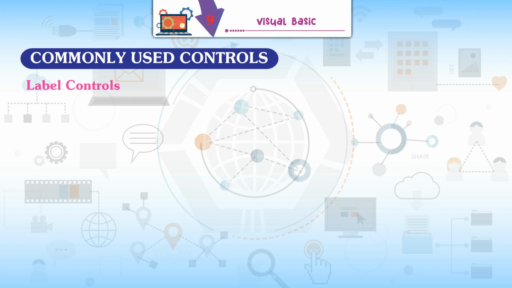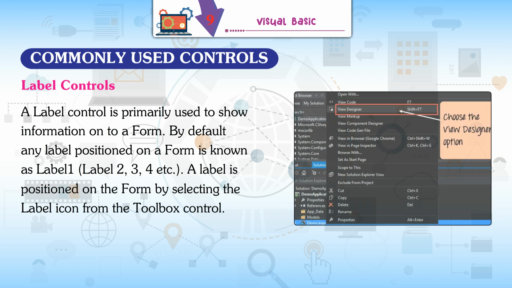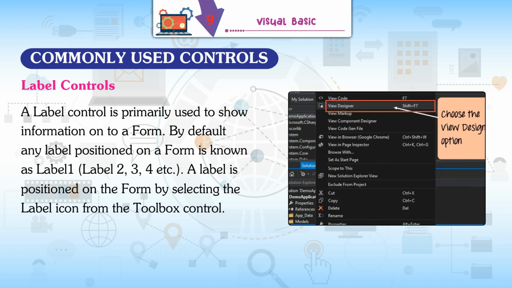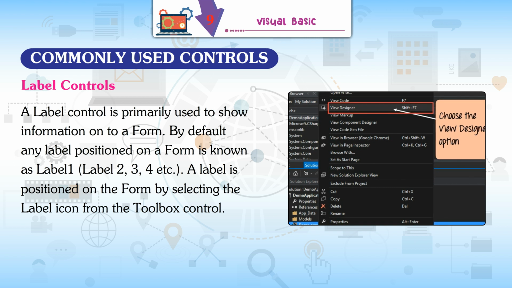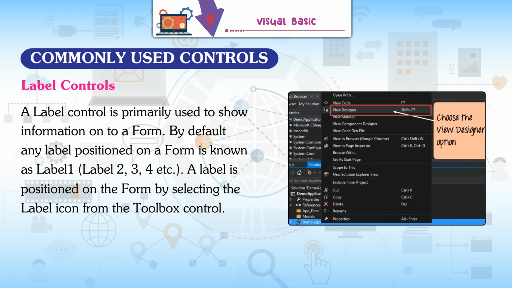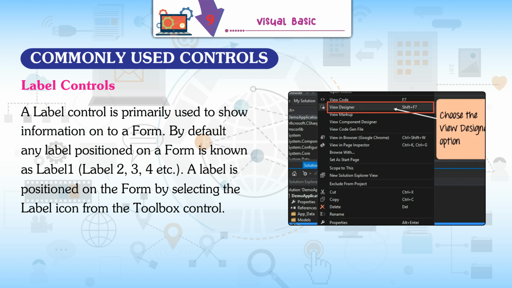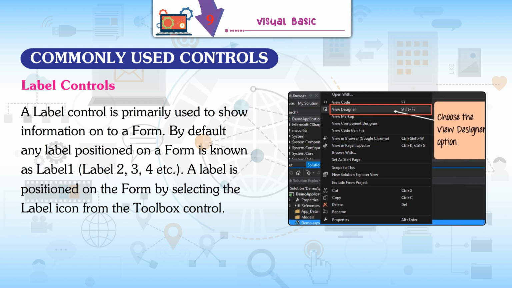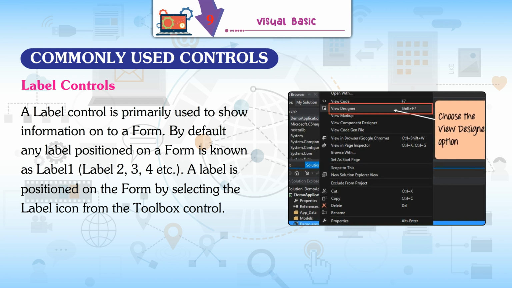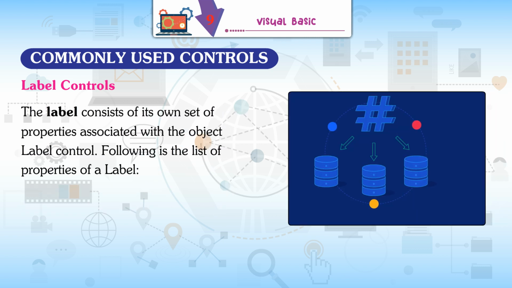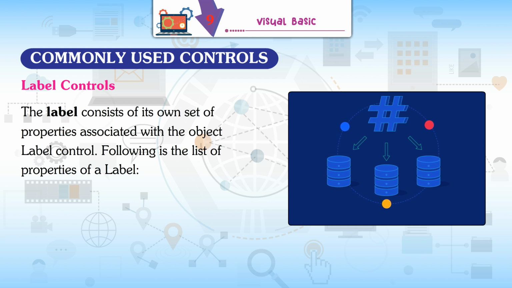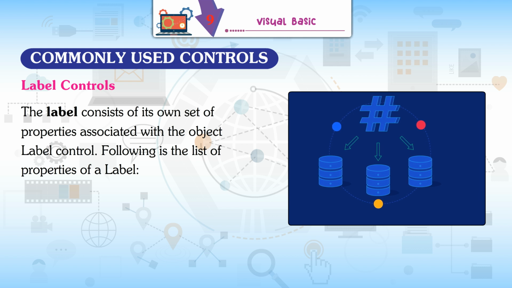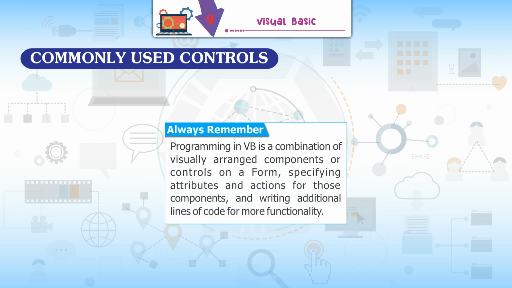Commonly used controls. Label controls. A label control is primarily used to show information on a form. By default, any label positioned on a form is known as Label1, Label2, 3, 4, etc. A label is positioned on the form by selecting the label icon from the toolbox control. The label has its own set of properties associated with the label control. Following is the list of properties of a label.